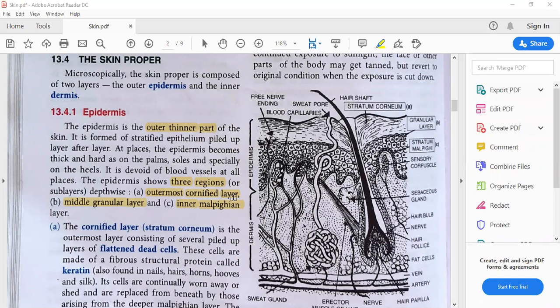So normally keratin is found where? Nails, hairs, horns, hooves and silk. Horns पता है ना, वो animals के horns. Hooves, I think you know. What is hooves? हॉर्स का होता है ना, जो horse के नीचे की तरफ, उनके feet पे जो होता है, that's called hooves. Okay, so its cells are continually worn away or shed, and they are replaced from beneath by those arising from the deeper Malpighian layer. Okay, fine.